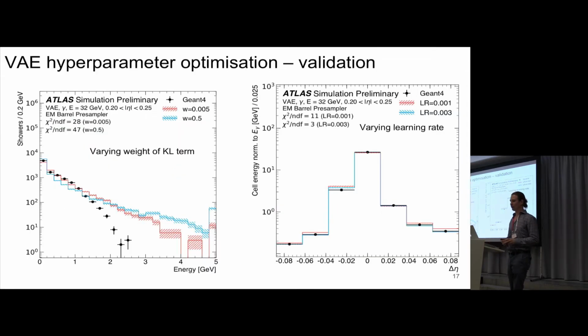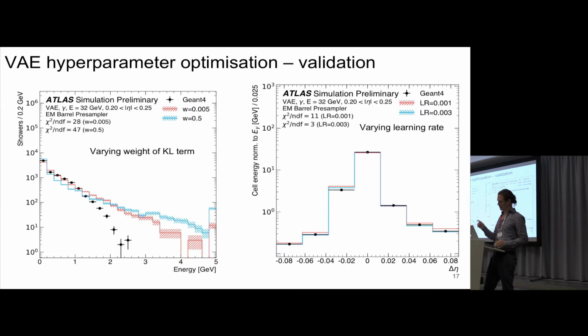So this is one example of the hyperparameter optimization. On the left, we vary, for example, the weight of the KL term, and you see the black dots are always the true data we train on, and then here, as you vary the weight, blue and red give different levels of agreement for this distribution. Here on the left, the energy. On the right, for example, how the energy is distributed in the eta direction. And here we vary the learning rate. You see how it changes the distribution.